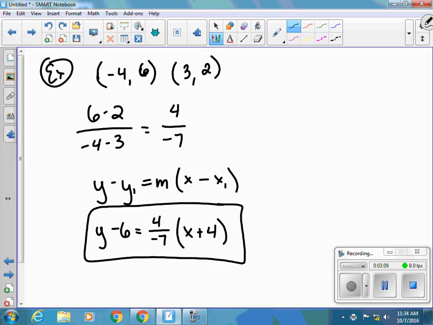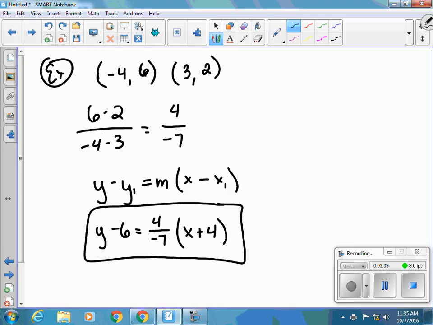Sometimes they will just give you a slope and the y-intercept, and you can write the equation of your line because that's actually in slope-intercept form. Or sometimes they will give you an x-intercept and a y-intercept, and you can write that in standard form. Other times it will give you a slope and a point, in which you can write that in point-slope form.